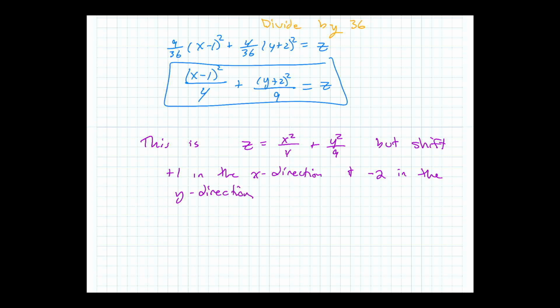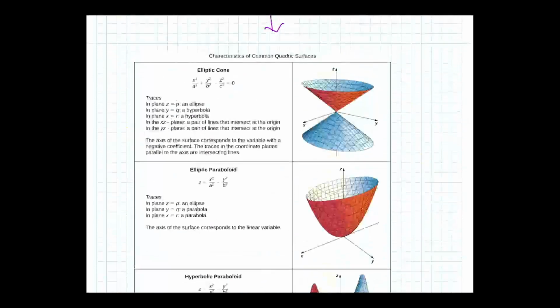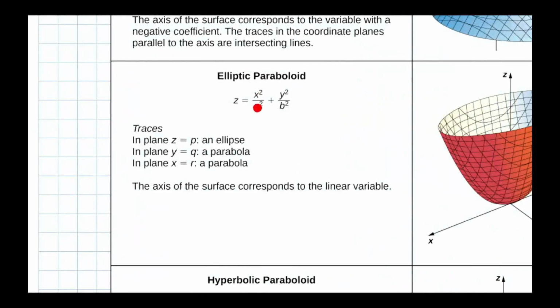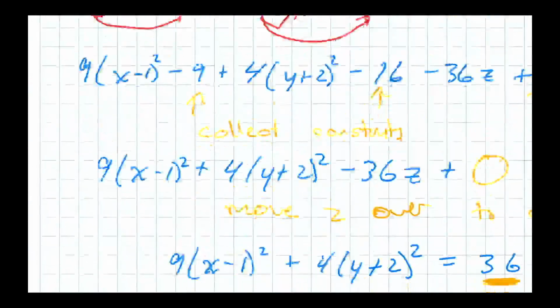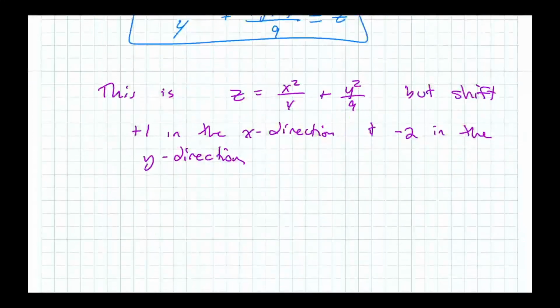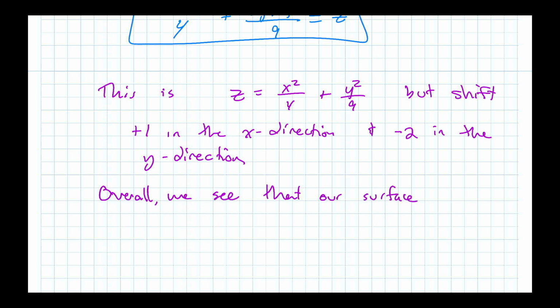Either way, the actual shape here, right? Z and then plus and then plus. So this is an elliptic paraboloid, and the center has been moved a little bit. So overall, we see that our surface is an elliptic paraboloid.